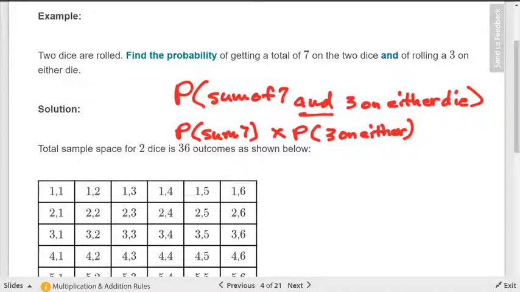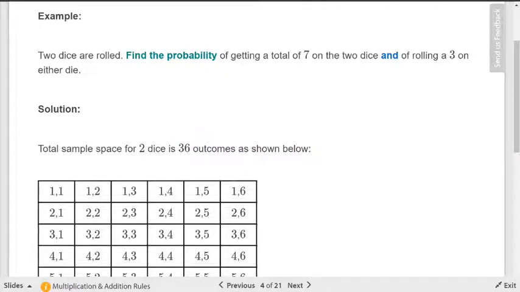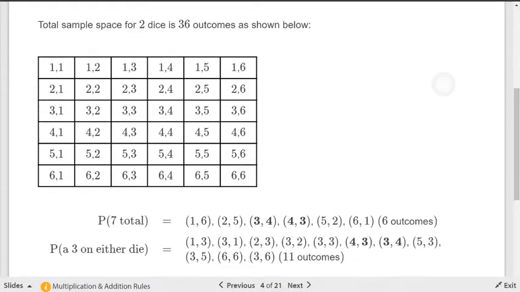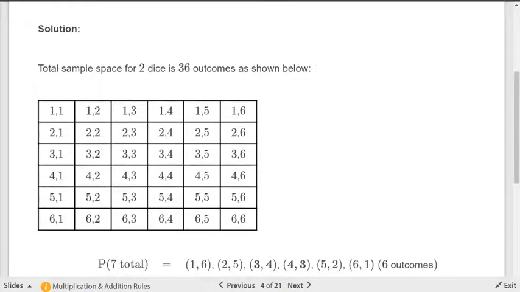Think carefully. Be careful of all the different ways you can get a 6. So let's look at the sample space. Let me scroll up. The probability of a total of 7: you can have a 1 and a 6, a 2 and a 5, a 3 and a 4, a 4 and a 3. You have to think of it because it's 2 different dice, so the order is still the same total. A 5 and a 2, and a 6 and a 1. So that's 6 different outcomes.